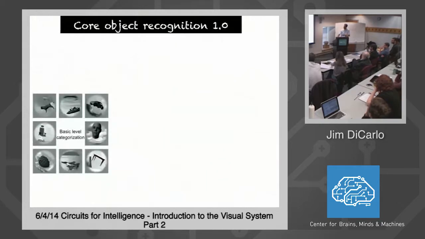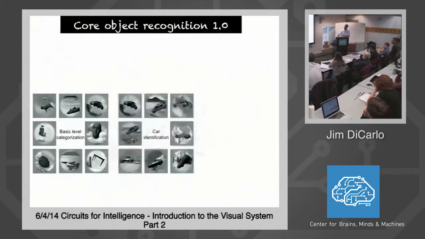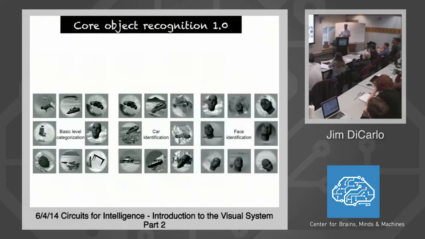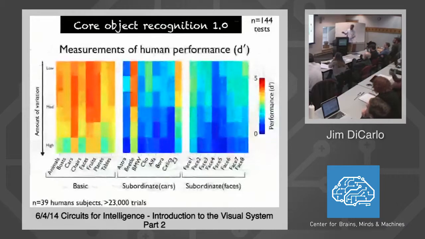So we didn't just do basic tasks, but we did car identification, so subordinate tasks discriminating, I don't even know what these are, Z3s from Beetles, different cars that are slightly different from each other. Here are faces. These are hard to tell, but these are actually different faces. They don't have hair or glasses or other cues, but they're actually different shapes. This is a hard face subordinate identification test. I won't take you through the behavioral studies.